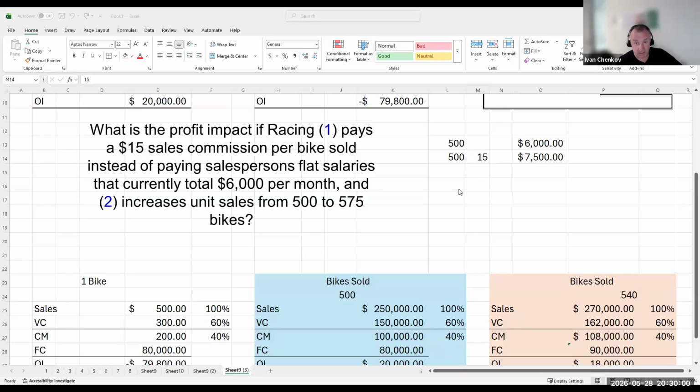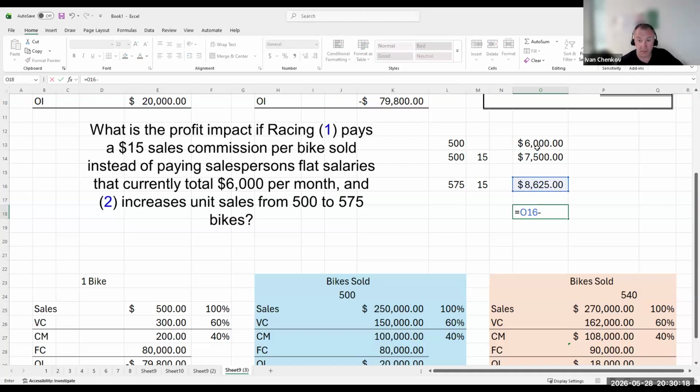Now, since they see that, their incentive is to sell more bikes, and they're going to sell 575 bikes. Times $15, now they can generate 8,625. That's increasing their salary by 2,625. They're getting 2,625 more than what they're currently making per month.